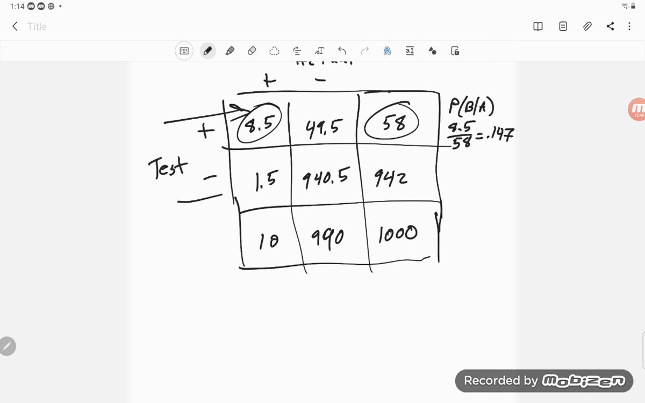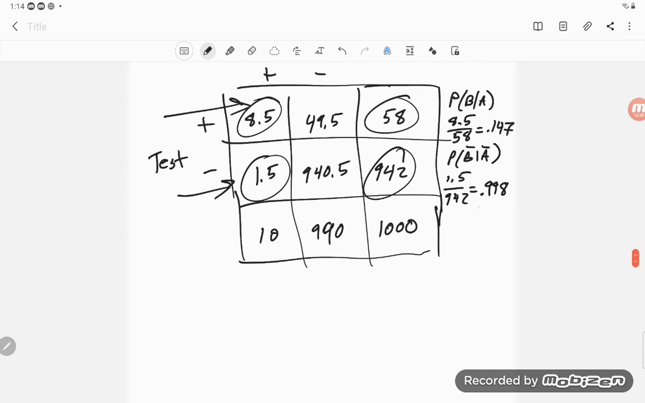But if I test negative, that's the probability of B bar given A bar. That's 1.5 over 942, which is 0.998. And so that says, hey, if I test negative, I am 99.8% sure that I do not have it. That's a win right there.